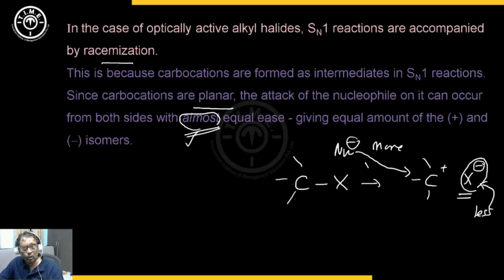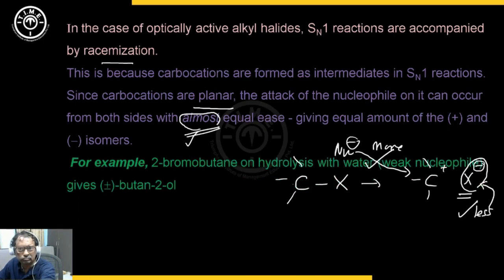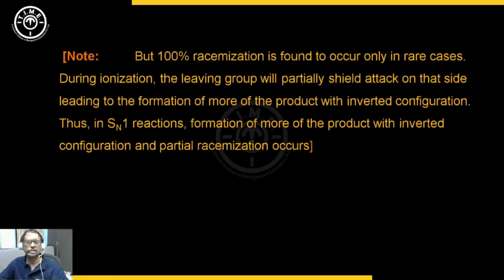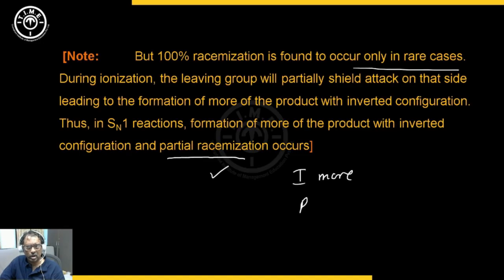So the inversion is more than retention. If the nucleophile comes from the same side, it is retention. If it comes from the opposite side, it is inversion. In SN1, we thought that there is 50% retention and 50% inversion, but it is not equal. The inversion is more than the retention, right? That is what you can read from this. 100% racemization is found to occur only in rare cases, right? So this point shows that it is partial racemization. The inverted product is more than the retention product. Clear? Keep that in mind.